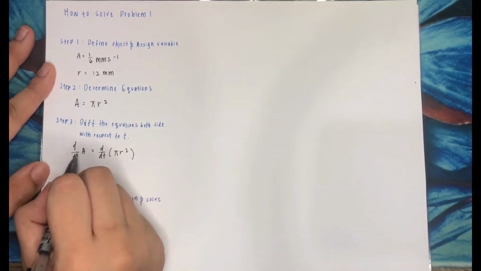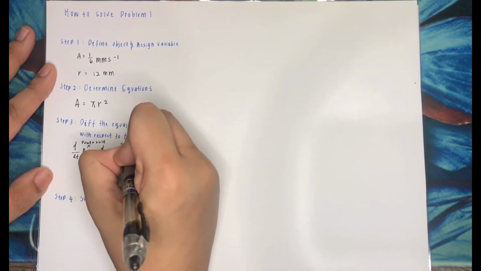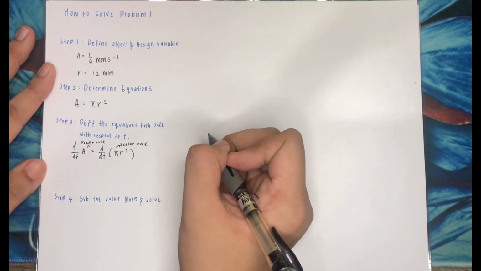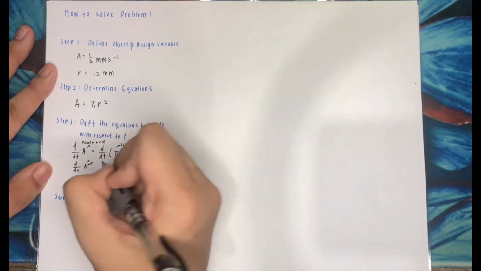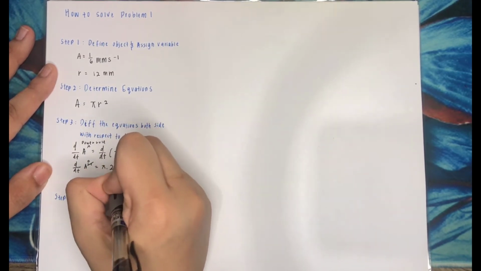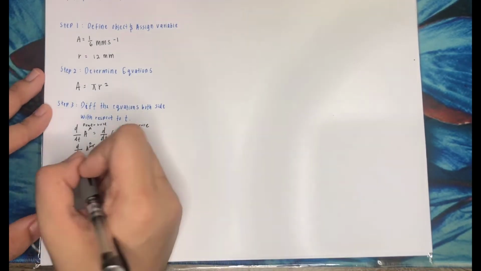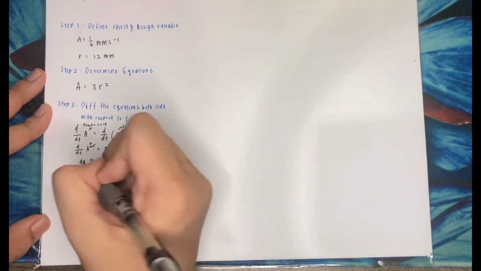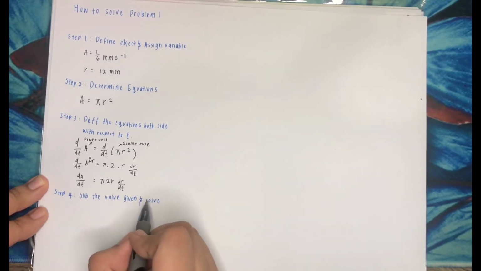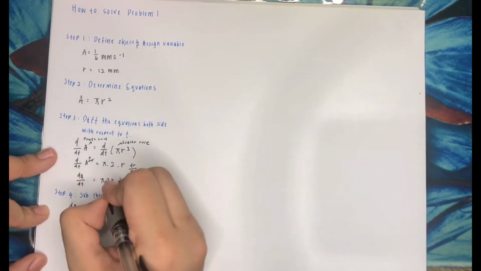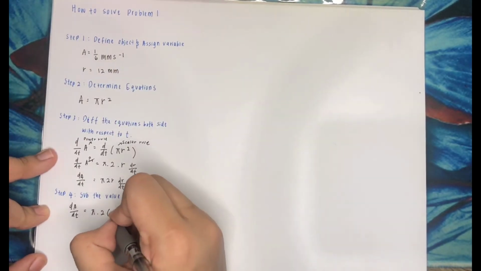For the third step, differentiate the equation both sides with respect to t. d/dt of A equals d/dt of pi r squared. Using the power rule, d/dt of A is power of 1 minus 1, so we get 0, equal to pi times 2 times r dr/dt. And the answer is dA/dt equals 2 pi r dr/dt.